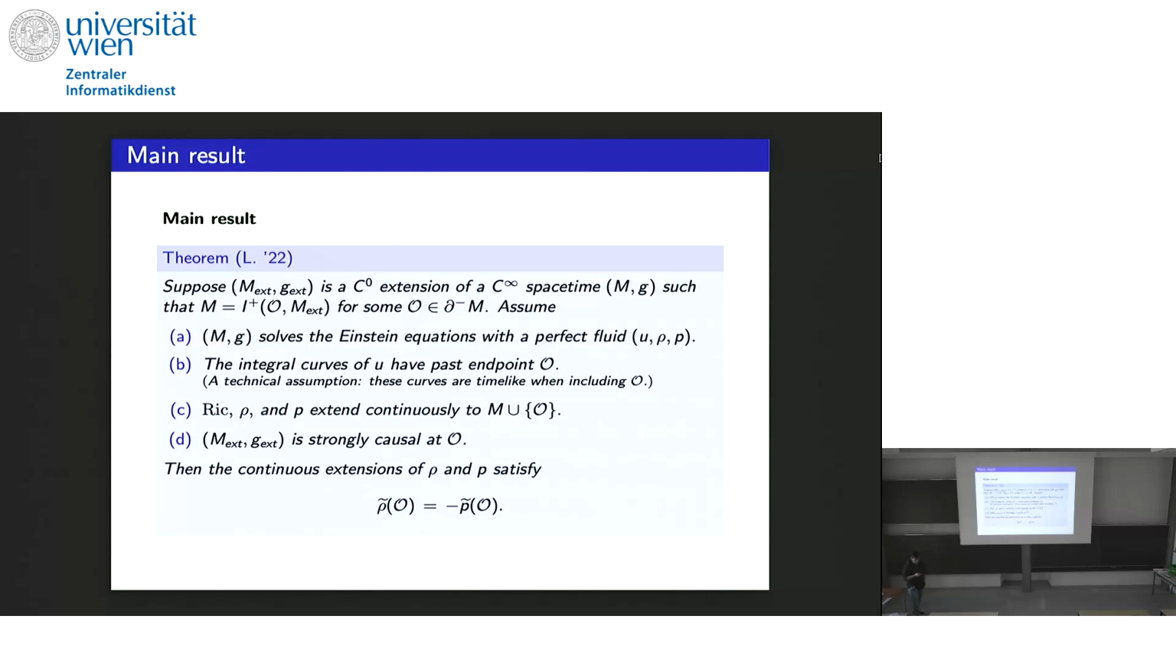Okay, so here is the theorem. Suppose you have a continuous extension of a smooth spacetime such that your spacetime was just the time-like future of a point, for some special point, the origin, on the path boundary, and assume that (M, g) solves the Einstein equations with a perfect fluid. Assume also that the integral curves of U have a path endpoint O, and a technical assumption: we're going to assume that when you extend this to O, they're still time-like.